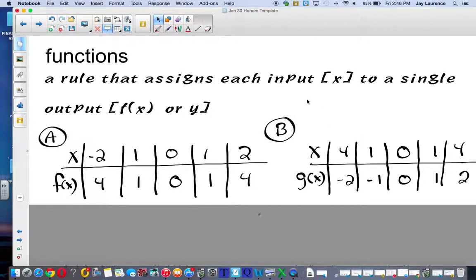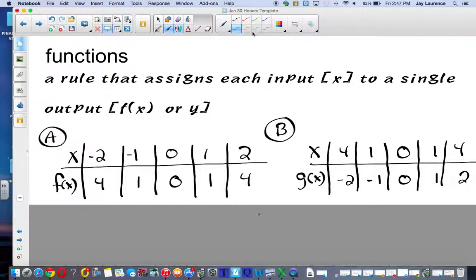Here I've given you two tables, like we've made for writing our functions. And I'm showing you that -2 is going to 4. When the input is 1, the output is 1. When the input is 0, the output is, oops, I have a mistake there. That should be a -1. Sorry about that. Okay. 0 going to 0, +1 going to 1, and 2 going to 4.